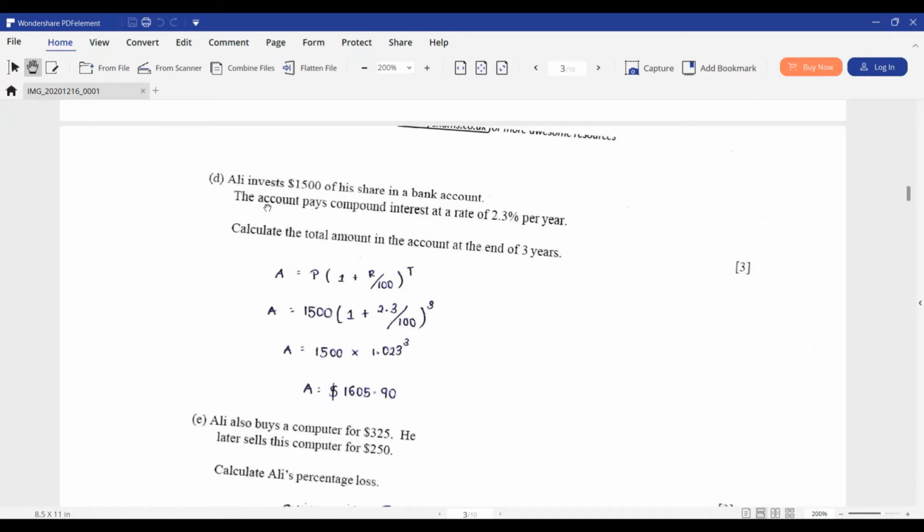Part D. Ali invests $1,500 of his share into a bank account. The account pays compound interest at the rate of 2.3% per year. Calculate the total amount in the account at the end of 3 years.